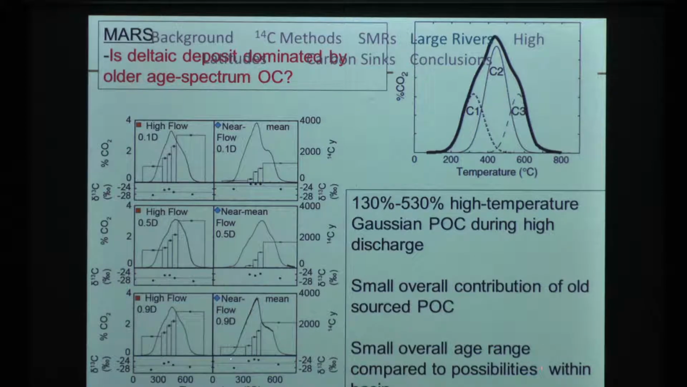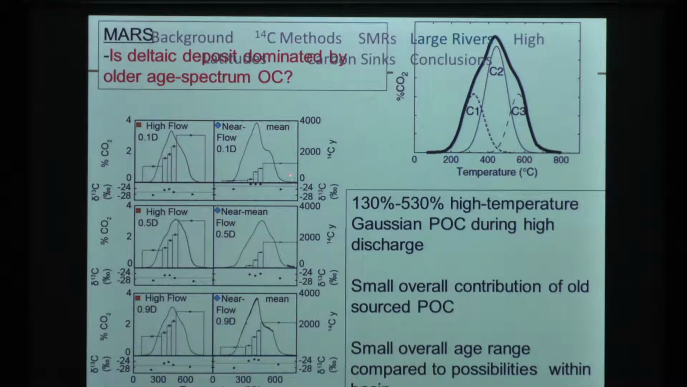But probably the most important part here is that there's a small overall age range, or the age spectra are much narrower than we would have hypothesized when we went into this, because the Mississippi River, when you think about it, it's draining coal fields in West Virginia. It's draining old carbonates in Montana. All of that's coming down the river.